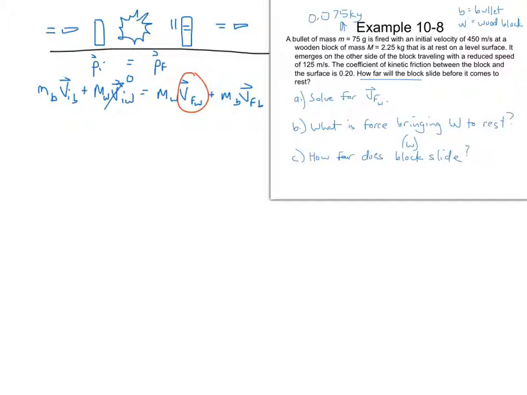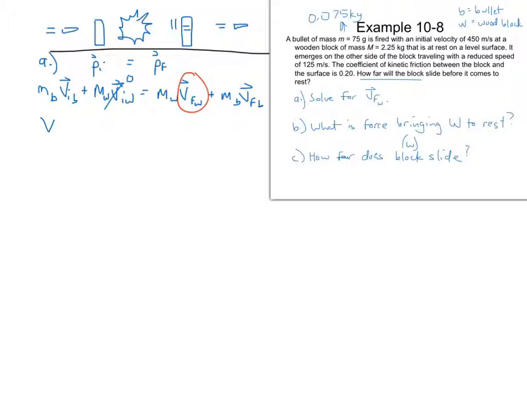All right, what I'm going to do is subtract this whole thing over to that side, right? And then I'm going to divide everything by that mass of the wood block right there. So we're going to get this. Oh, I don't want to do it in red, though. I'll do it in blue. By the way, this is all part A. Part A is asking us what is the final velocity of the wood block right there.